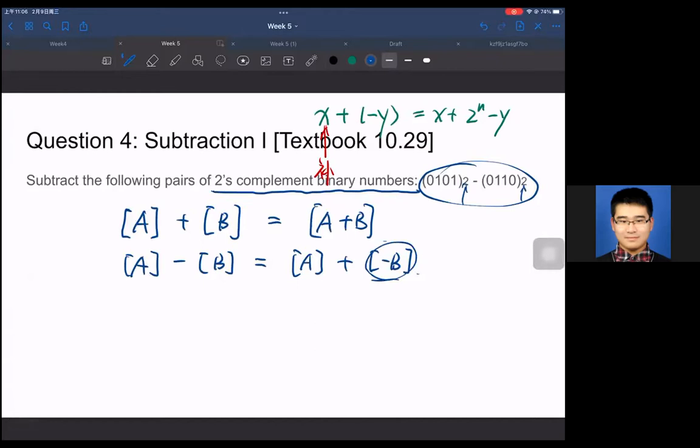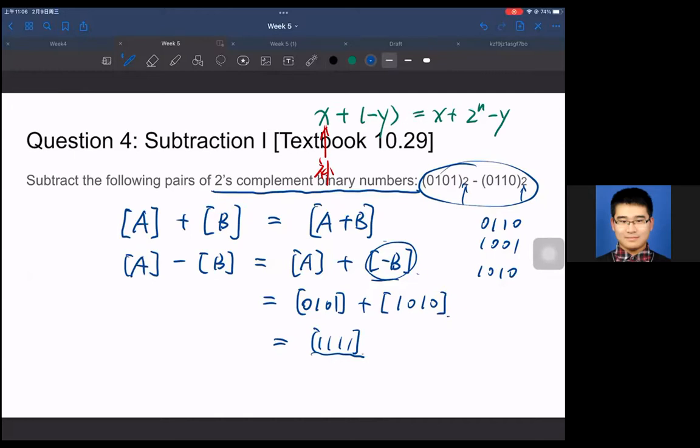In this case, the first one is going to be 0, 1, 0, 1. What about the second one? 0, 1, 1, 0. Flip it. 1, 0, 0, 1. And plus 1, 1, 0, 1, 0. So I got 1, 0, 1, 0, which is 1, 1, 1, 1 in its complement. By the way, 1, 1, 1, 1 should raise an alarm. What is this number? Yeah, minus 1 or negative 1.